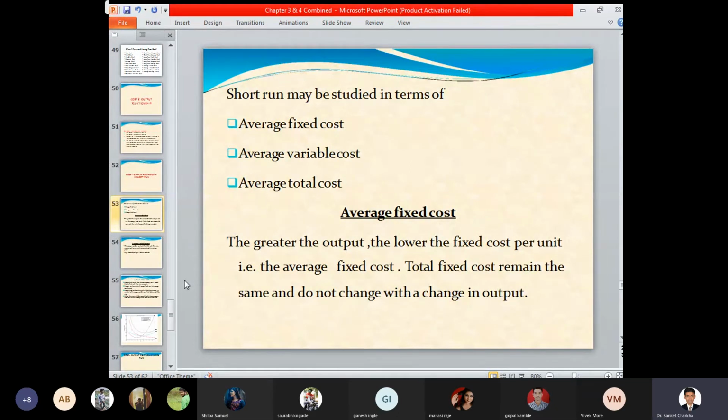The greater the output, the lower the fixed cost per unit, that is the average fixed cost, and total fixed cost remains the same and does not change with the change in output. So any cost which remains fixed over a period of time, whether the production capacity is 1000, or 10,000, or 1 lakh, the cost of the land will remain the same. It is not going to change.